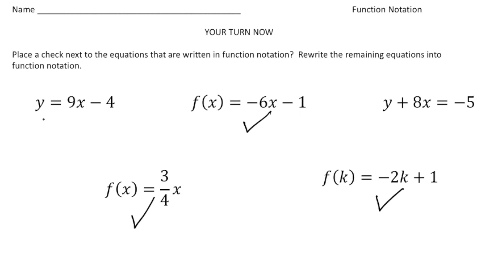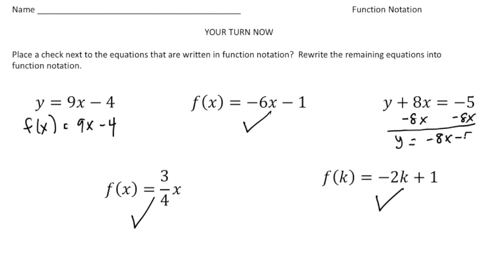So let's rewrite this one as f of x equals 9x minus 4. And then this one over here at the end, there's a little bit more work. I'm going to first take away 8x. So now it's going to be y equals negative 8x minus 5. And now we can write it in function notation. So it's going to be f of x equals negative 8x minus 5. And there it is.